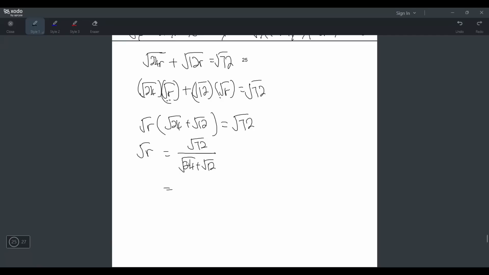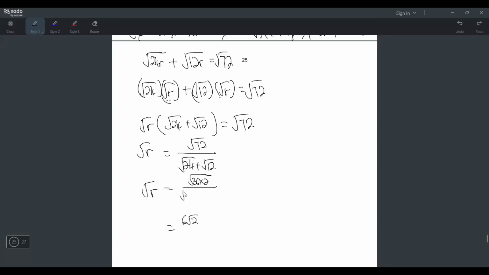Okay, so don't rationalize, but you can simplify this actually. How to simplify? Okay, 72 tak boleh square root, but you can simplify because 72 can divide with a perfect square, right? So can you tell me what is the highest perfect square yang 72 boleh bahagi? 36. Yeah, because 36 times 2 is 72. And the reason why I write like this is because later 36 boleh square root, nanti dia jadi 6 square root 2 macam ni, right?